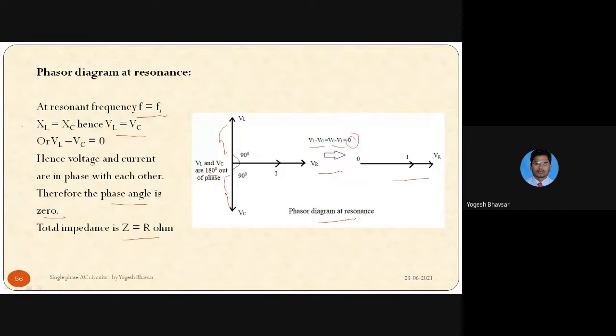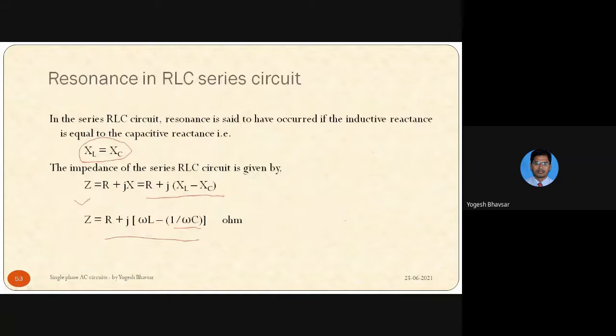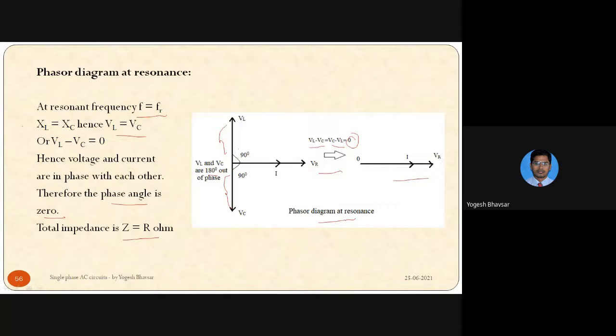Right? So this is the resonance in the series RLC circuit. For that, we have seen the circuit diagram, then the definition for resonance frequency, right? The condition for resonance, then the expression for resonance frequency, Fr is equal to 1 by 2 pi under root of LC, and then the phasor diagram at resonance.